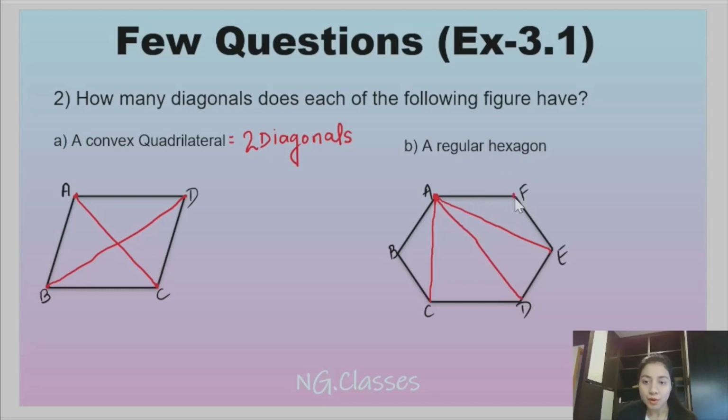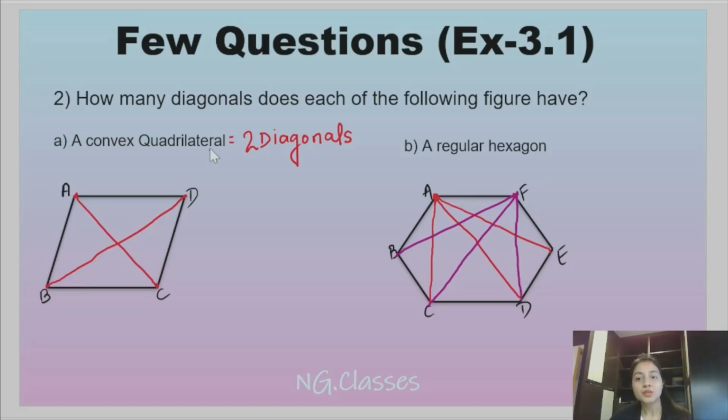Now from F I will draw the diagonals, whatever possible. We'll connect all the non-consecutive vertices. So from F we can draw FB and FC and also FD.